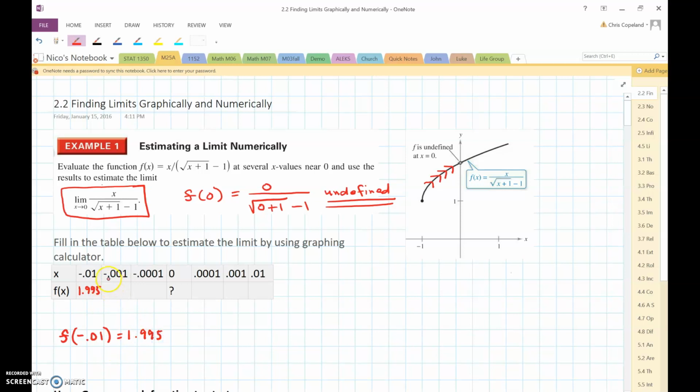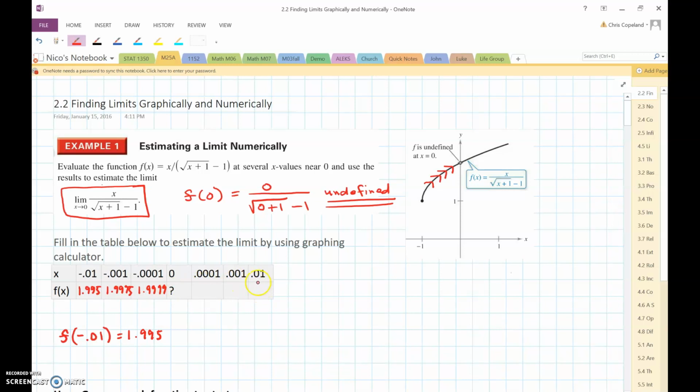If I plug in negative 0.001, I'm going to get 1.9995. If I plug in negative 0.0001, I'm going to get 1.9999. I think you can see here that I can continue to pick x values that are closer and closer to 0 but not quite 0 coming from the left, and it's just getting closer and closer to 2.